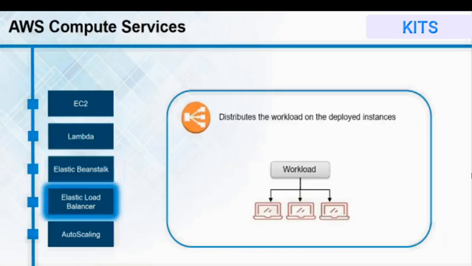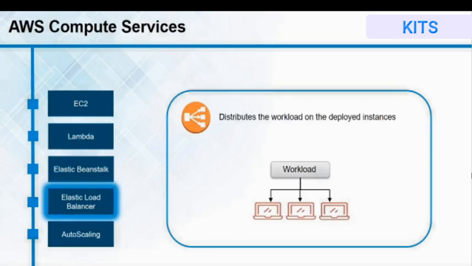So let's discuss what is Elastic Load Balancer. So Elastic Load Balancer basically is used to distribute your workload among a number of instances, right? Now, the traffic which will be coming on these instances has to be distributed equally among these 5 or 6 instances, right? And this is what Elastic Load Balancer does.